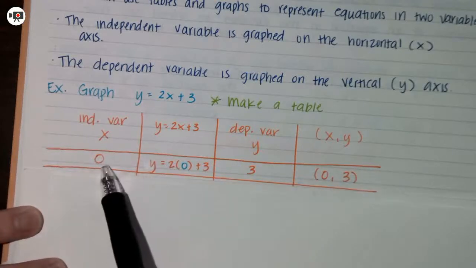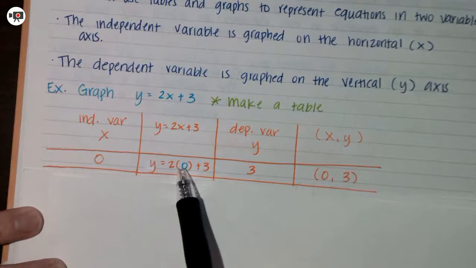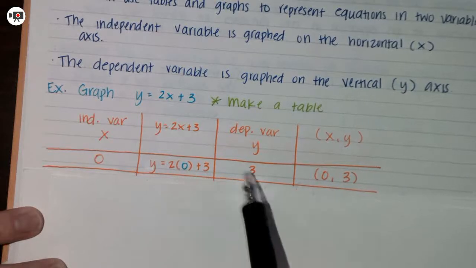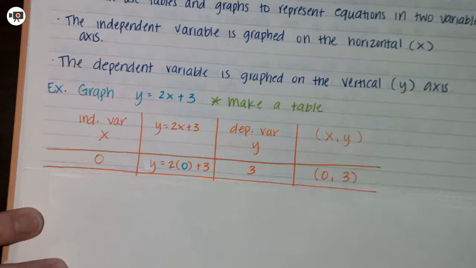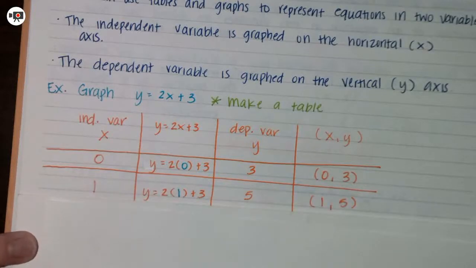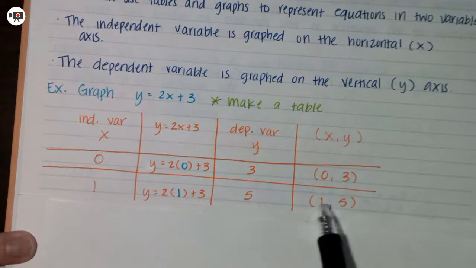So if x is 0, I plug in 0 for x, and I get 2 times 0, which is 0, plus 3, so y is 3. When x is 0, y is 3. If x is 1, I plug in 1 for x, and I get y is 5. So I have the point 1, 5.